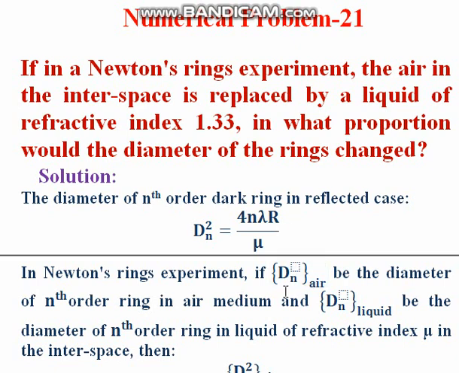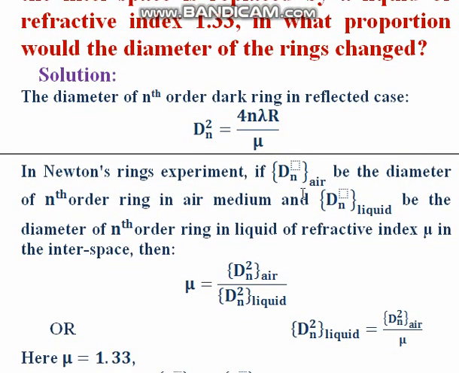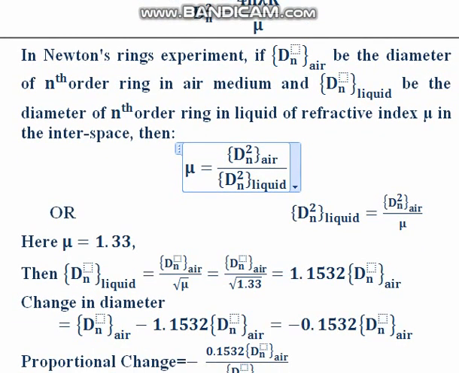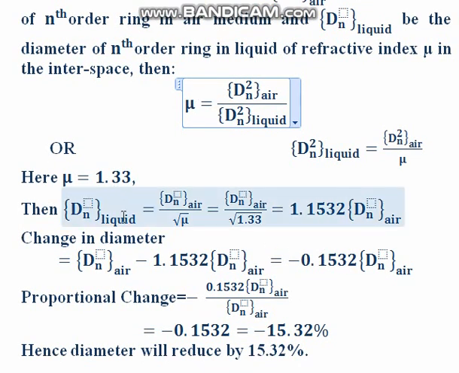The nth order dark ring is given by this formula, and then after the liquid is introduced, you may write two equations, one for air and one for liquid, and then divide and obtain the mu value in the ratio of D(n) square air divided by D(n) square liquid. So D(n) square liquid is D(n) square air divided by mu. Here mu is equal to 1.33, so this gives D(n) liquid equal to 0.8672 D(n) air.